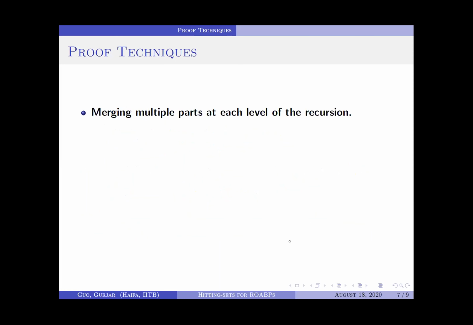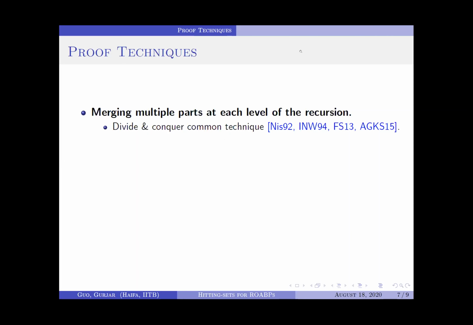Okay, so we prove our results by combining ideas and analysis in previous papers with the following ideas. The first idea is merging multiple parts at each level of recursion. One common technique used on this problem is divide and conquer, first used by Nisan for read-once branching programs.